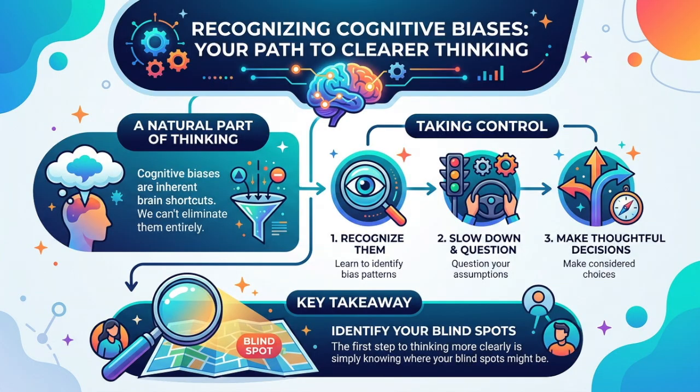So cognitive biases are a natural part of how our minds work. It's a survival thing. It helps us get through our lives and our days. So we can't eliminate them entirely, and we shouldn't. We're learning to recognize them. We can slow down our thinking, our decision-making, our assumptions, and make more thoughtful decisions. The first step to thinking more clearly is simply to know where your blind spots are.